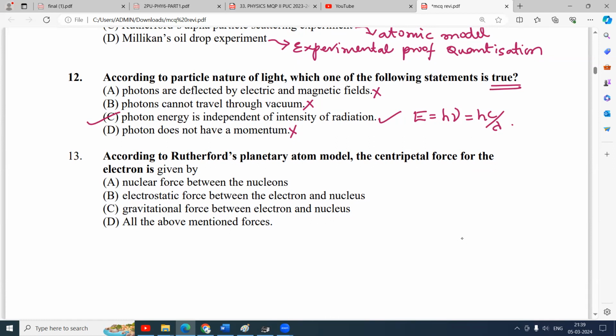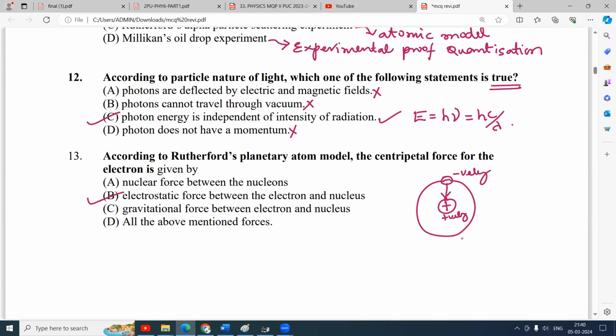According to Rutherford's planetary atom model, the centripetal force for the electron is given by. So according to Rutherford, there should be a nucleus where all the positive charges are concentrated, and electrons are revolving around the nucleus in circular orbits. And if anything has to rotate in a circular orbit, there should be a force which should pull it towards the center, and we call it a centripetal force. Here, it is the electrostatic force of attraction between negatively charged electron and positively charged nucleus. That acts like a centripetal force.